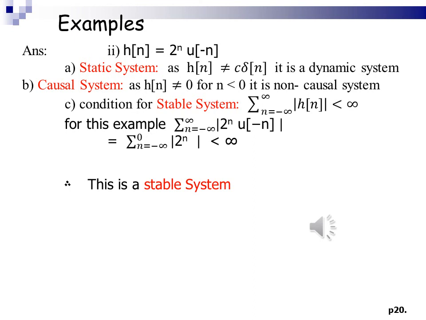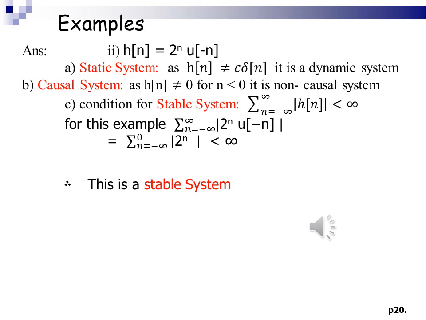Second, causal. For causality, the condition is that the impulse response should be 0 for n less than 0. So on the negative axis there should not be any value of impulse response, but this whole function is available only on the negative time axis. That's why it is non-causal. To be more precise, when it is present only for the negative time axis, it is called anti-causal, the opposite of causal. So this system is one step ahead of non-causal. It's an anti-causal system actually, but for simplicity we have given it as non-causal.